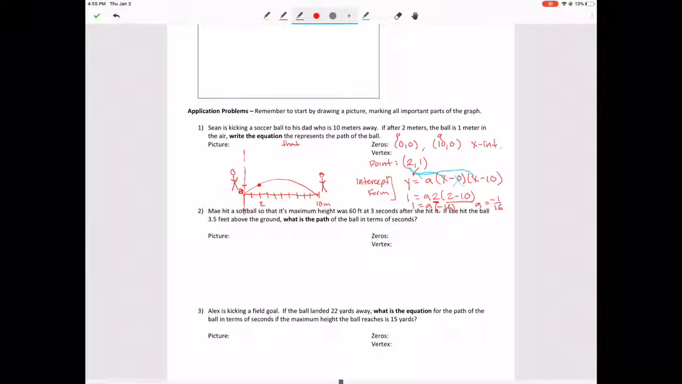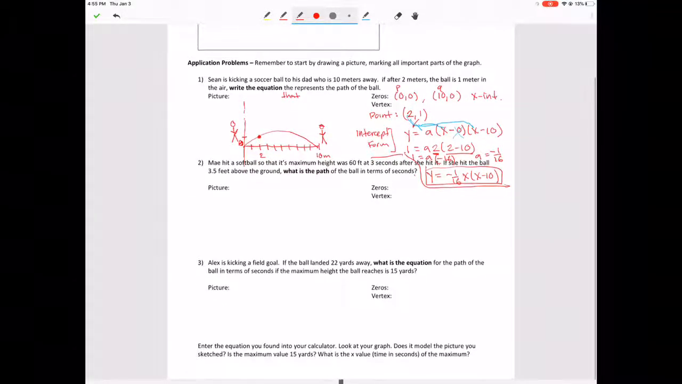And that makes sense because a is negative, and it's concave down. All we need to do is plug it into our equation. So I'll just plug it in here. y equals -1/16 times x times x minus 10. And that would be our equation. Okay? And this is all in this problem. All right, so let's do the next one.